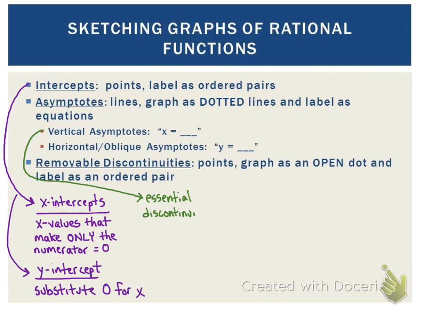Vertical asymptotes are the graphical representations of the essential discontinuities, and they come from the x values that make only the denominator equal to 0. On the graph, they're going to look like vertical dotted lines.